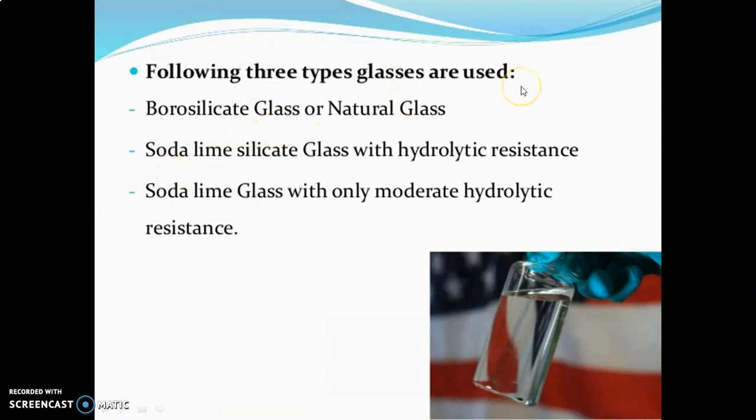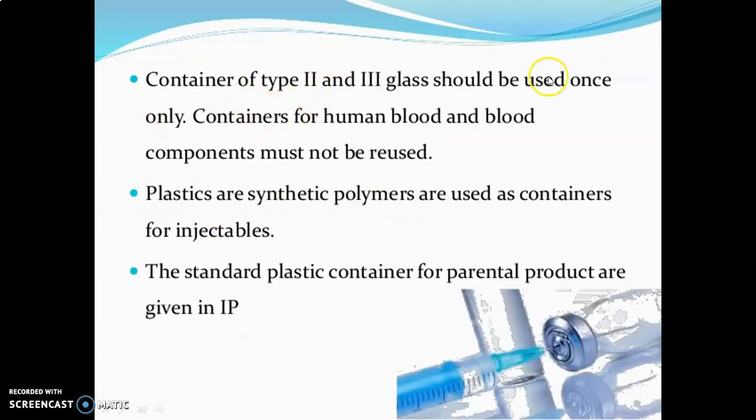The following three types of glasses are used: borosilicate glass or neutral glass, soda lime silicate glass with hydrolytic resistance, and soda lime glass with only moderate hydrolytic resistance. Containers of type 2 and 3 glass should be used once only. Containers for human blood and blood components must not be reused. Plastics or synthetic polymers are used as containers for injectables. The standard plastic containers for parenteral products are given in the Indian Pharmacopoeia, that is IP.